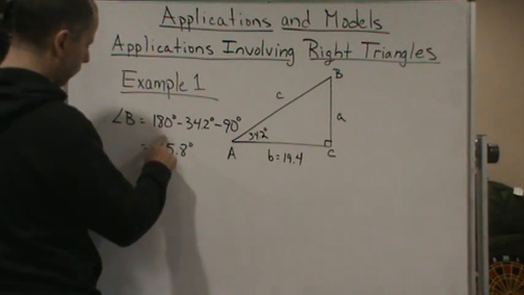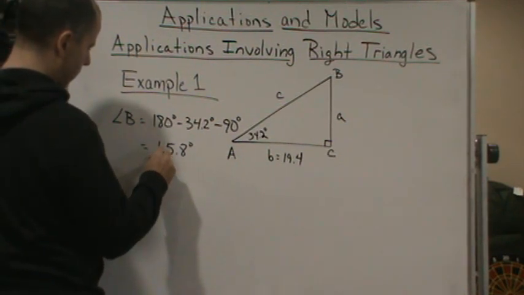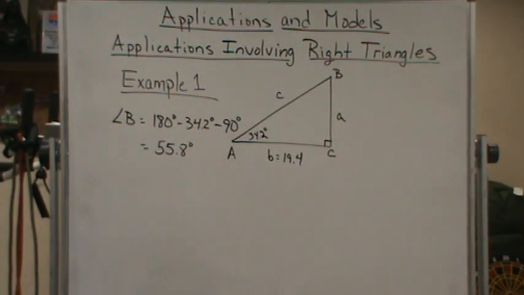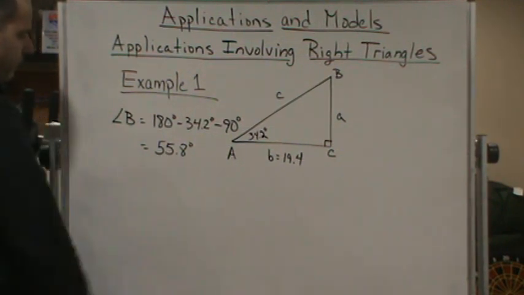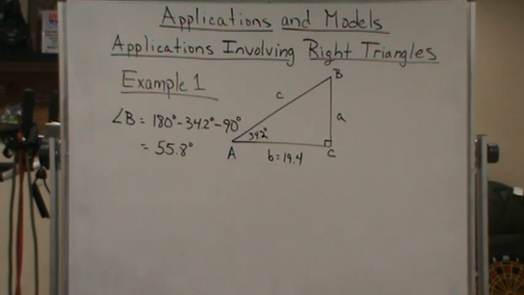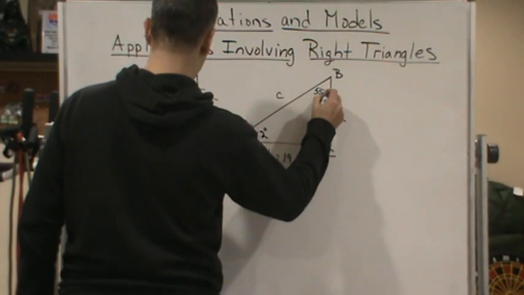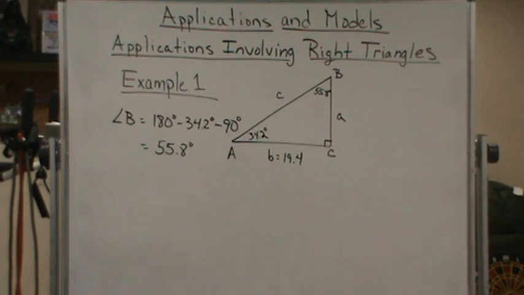124.2. So 180 minus 124.2 is 55.8, right? Yeah, 55.8 degrees is going to be the missing angle. So we know that one. All right, so we're done with the three angles.